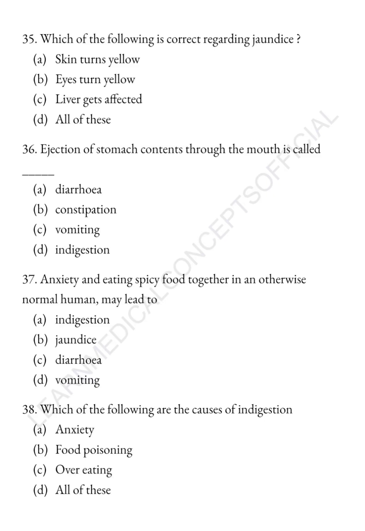Coming to the 38th question, which of the following are the causes of indigestion? Option A, anxiety, option B, food poisoning, option C, overeating, option D, all of this. And your time starts now. And the correct option is option D, all of these.